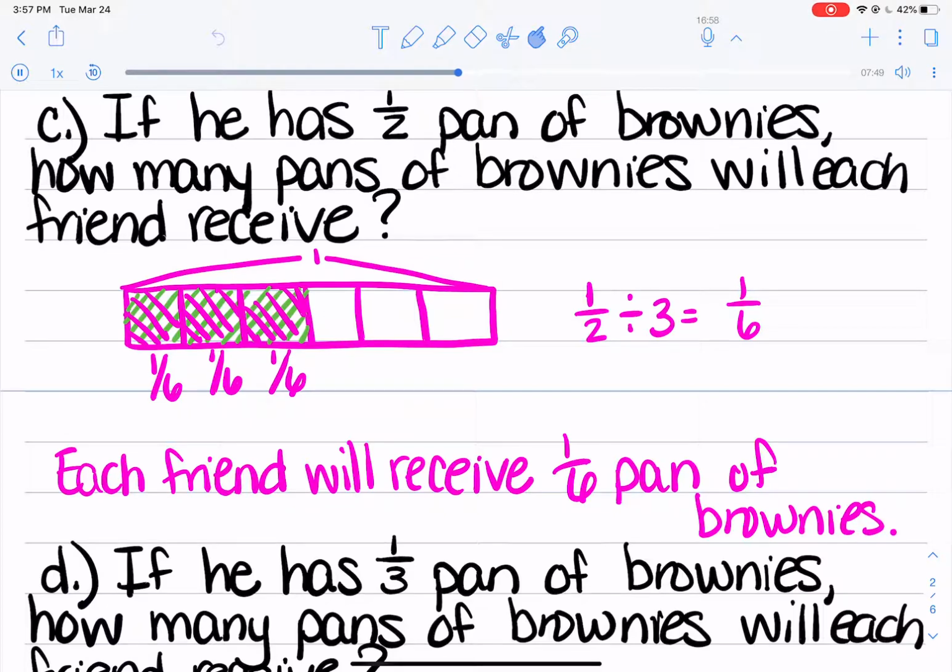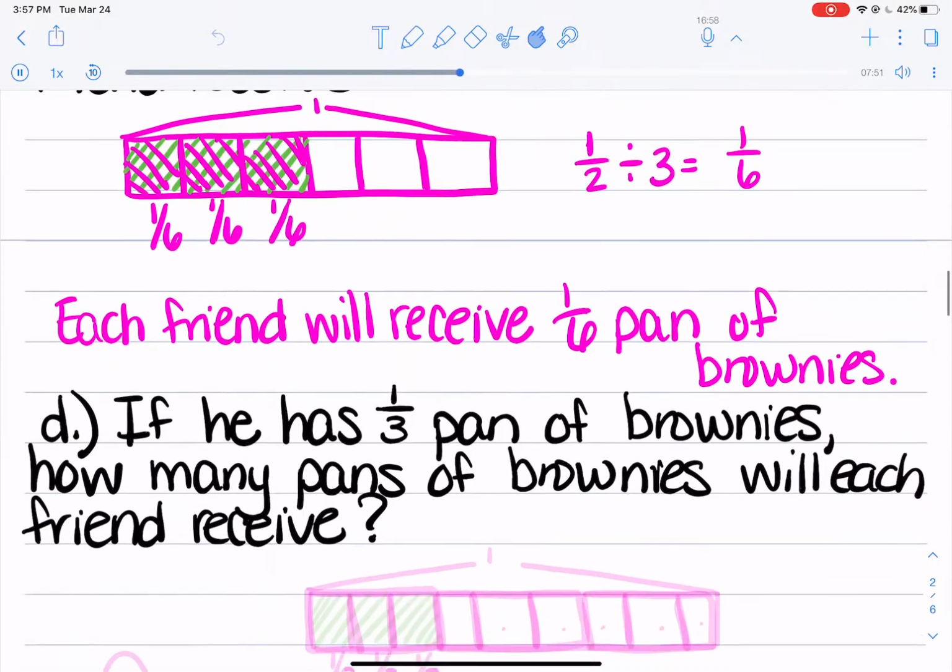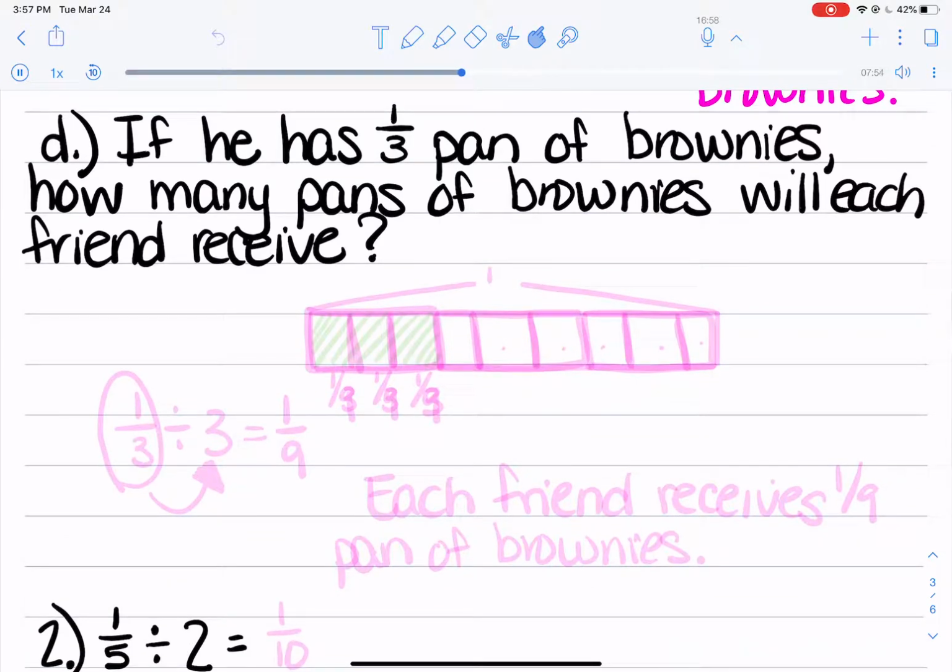All right, so let's go to this next one. Now he only has 1/3 of a pan of brownies. How many pans of brownies will each friend receive? So our tape diagram for this one, again, is still going to be that whole pan. It's still going to be our whole pan. But this time, instead of having a half, we only have 1/3 that we can deal with. So this is our 1/3.